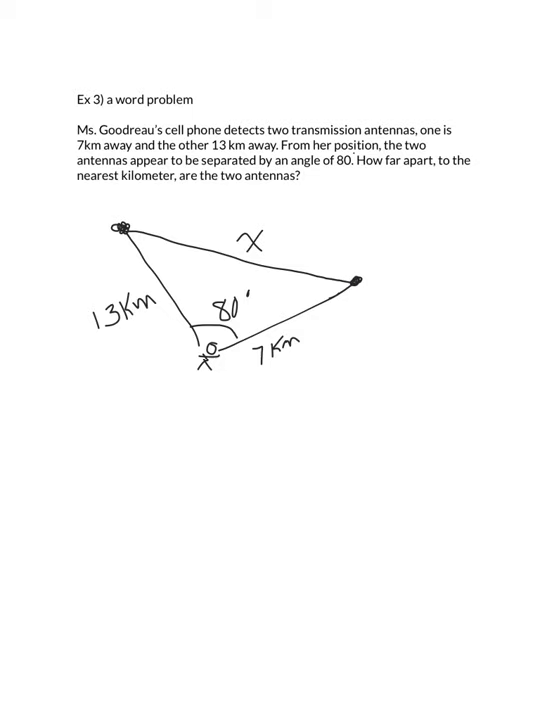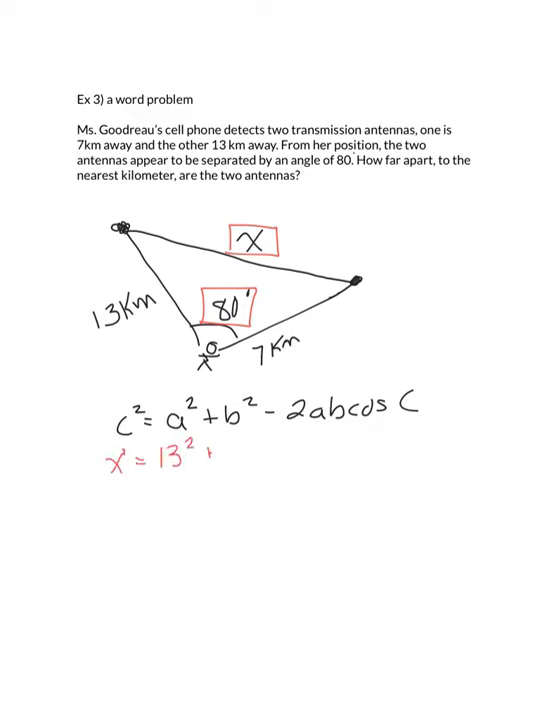So the first thing that I'm going to do is I'm going to write my formula for a length. So c squared equals a squared plus b squared minus 2ab cos of c. And I'm going to say, if this is the angle that I know and this is the length that I'm trying to find, obviously those are my c's. So x squared is equal to 13 squared plus 7 squared minus 2 times 13 times 7 times cos of 80.